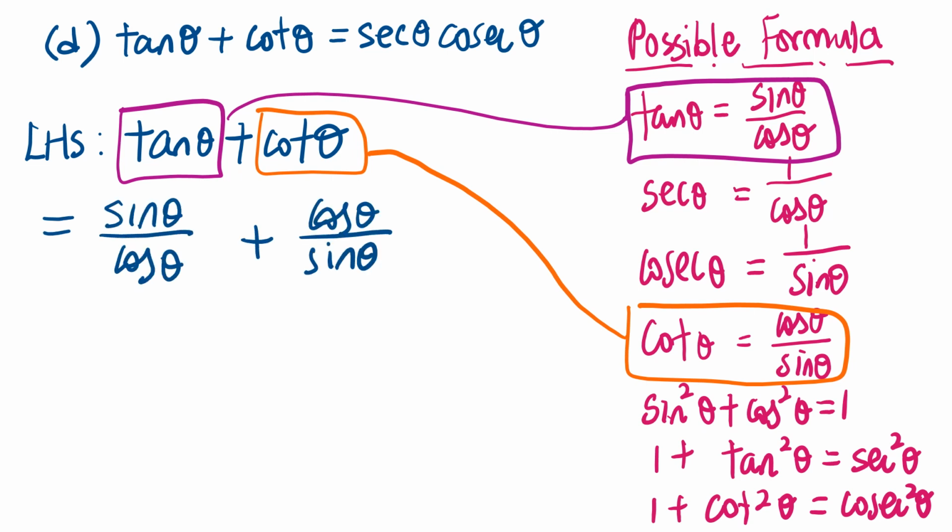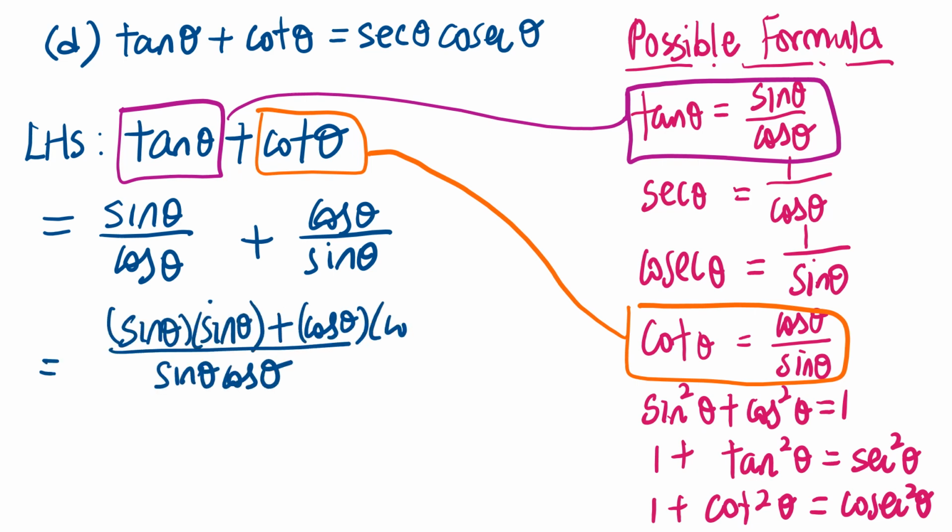Right, so now we have two fractions. So how do you manage two fractions? Yes, we find the common denominator, which is sine theta times cos theta. For the first fraction, you multiply by sine theta at the numerator and also at the denominator, so you end up getting sine theta times sine theta. Then for the second fraction, you multiply by cos theta at the numerator and denominator, and you end up getting cos theta times cos theta.